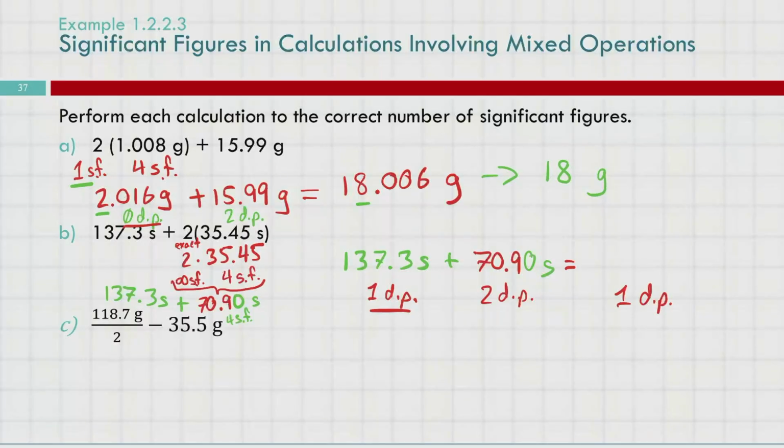So into our calculator, 137.3 plus 70.90. Calculator says 208.2. For 1 decimal place, we'd underline our 2. After that would be a 0. 0 says round down, so our calculator has helped us. It already dropped the 0 for us.